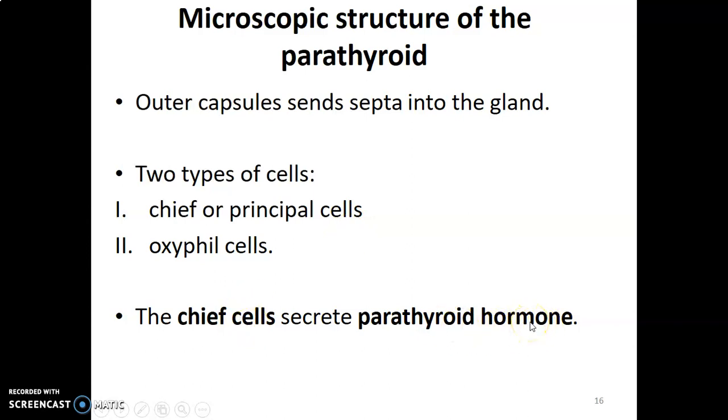Parathyroid hormone increases the blood calcium level. How? 3 major mechanisms. Okay. It will cause an increase in osteoclastic activity. Osteoclasts are cells in the bone that cause bone resorption. You break down bone and release the calcium from bone into blood. So you raise calcium level by increasing osteoclastic activity, bone resorption.